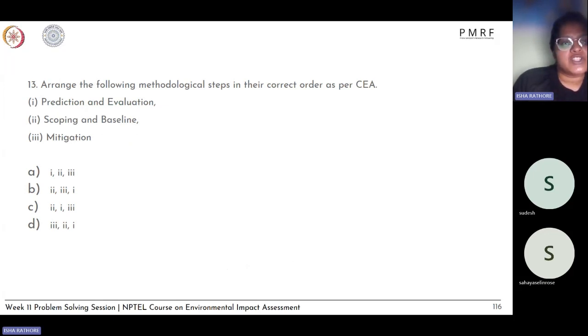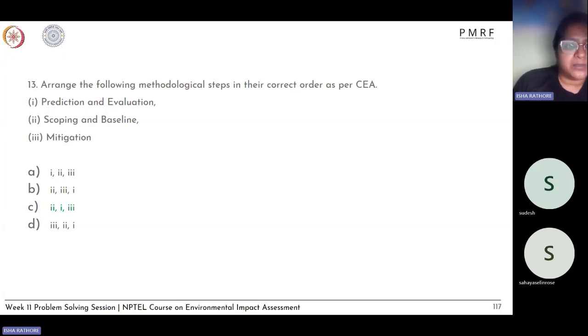One, prediction and evaluation. Two, scoping and baseline. And three, mitigation. So what is the correct order in which we do cumulative effects assessment? Here we have an answer, C. So C is the correct answer.